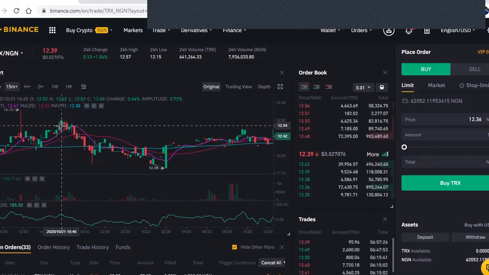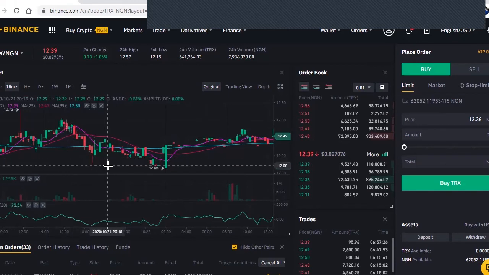If the candle is green, it closed higher than the previous candle. If it's red, it means it closed lower than the previous candle. All right, so that's about the candle.